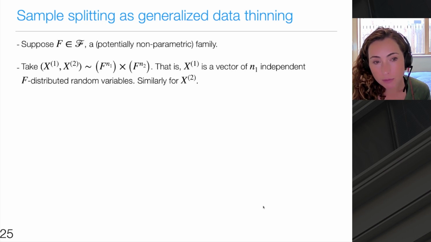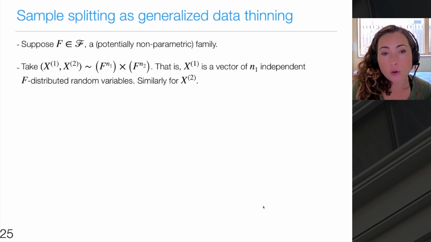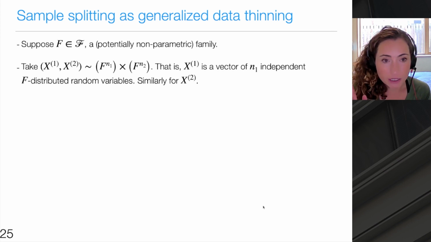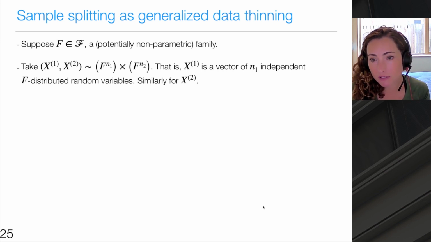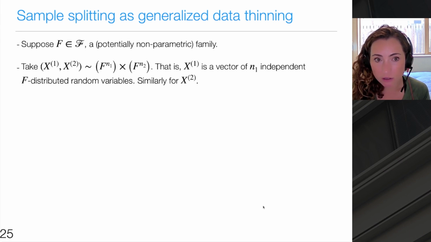And in my previous examples, I just had a single random variable. Now I'm going to have a vector. So I'm going to take x1 and x2 to be F^n1 times F^n2. In other words, x1 is a vector of n1 independent F distributed random variables, and x2 is a vector of n2 independent F distributed random variables, where F is some arbitrary family. I don't know what it is. I apologize, this is sort of bad notation because it looks like an F distribution, but here F is actually an arbitrary family.